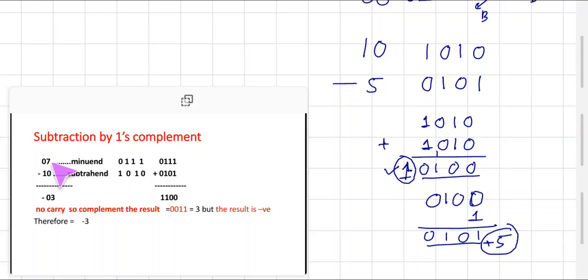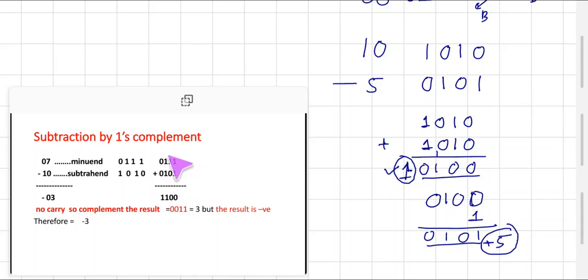Now we are going to take 7 minus 10. Remember that here the minuend is smaller: it is 7 and the subtrahend is 10. When we have to subtract, the minuend is kept as it is and the subtrahend is complemented. So 1 0 1 0 is converted into 0 1 0 1, and finally we add them: 1 plus 1 is 2, that is 0 and carry 1, then 1 plus 1 is 0 and carry 1, again 1 plus 1 plus 1 is 3, that means 1 and carry 1, so 0 plus 1 is 1. So we have got this.